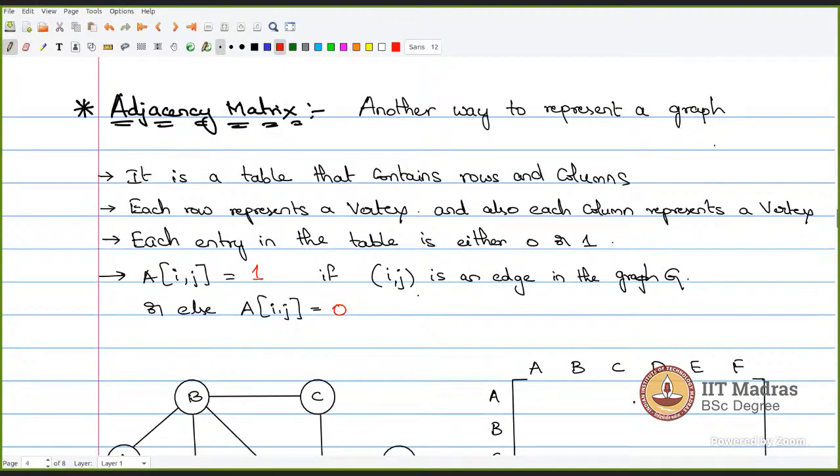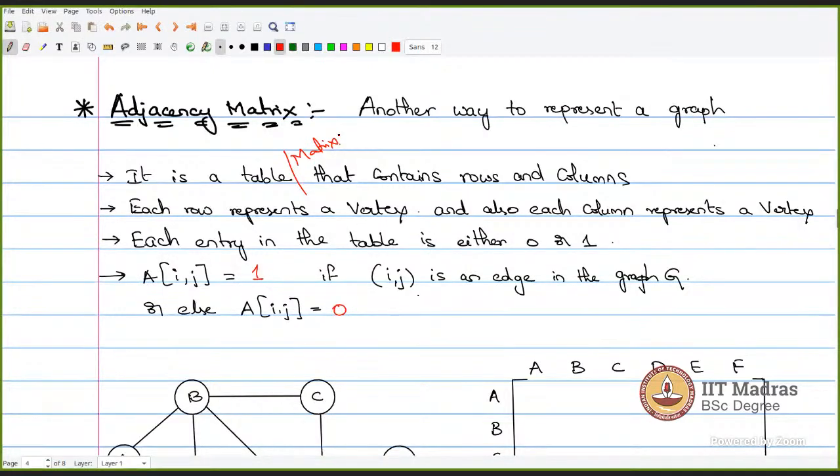So how is this adjacency matrix to be drawn? It is actually a table that contains rows and columns. If you know what a matrix is, it is actually the matrix. If you want to know what a matrix is, just go back to the lectures, where the professor explained it in a very simple manner. A matrix is nothing but rows and columns.